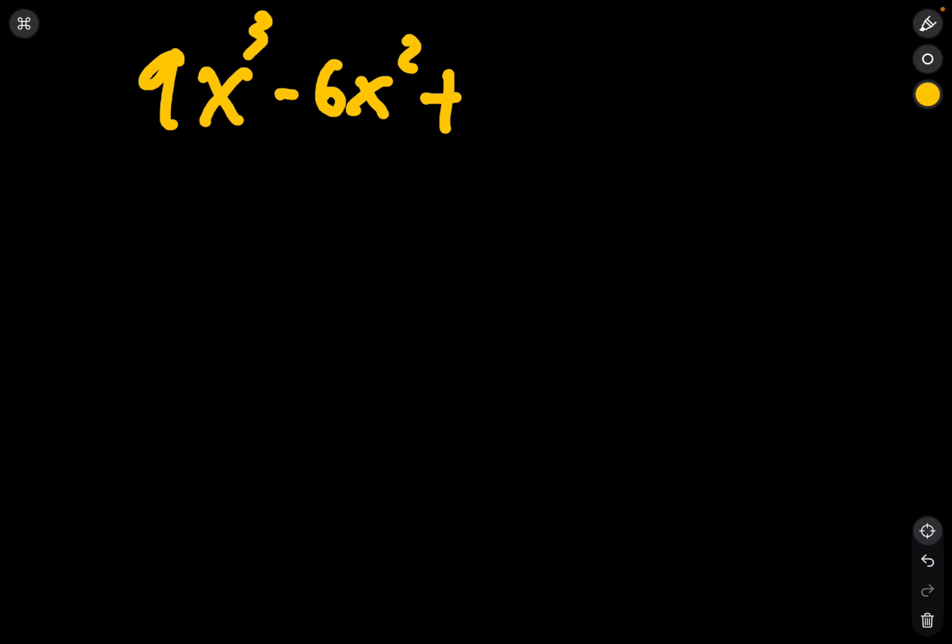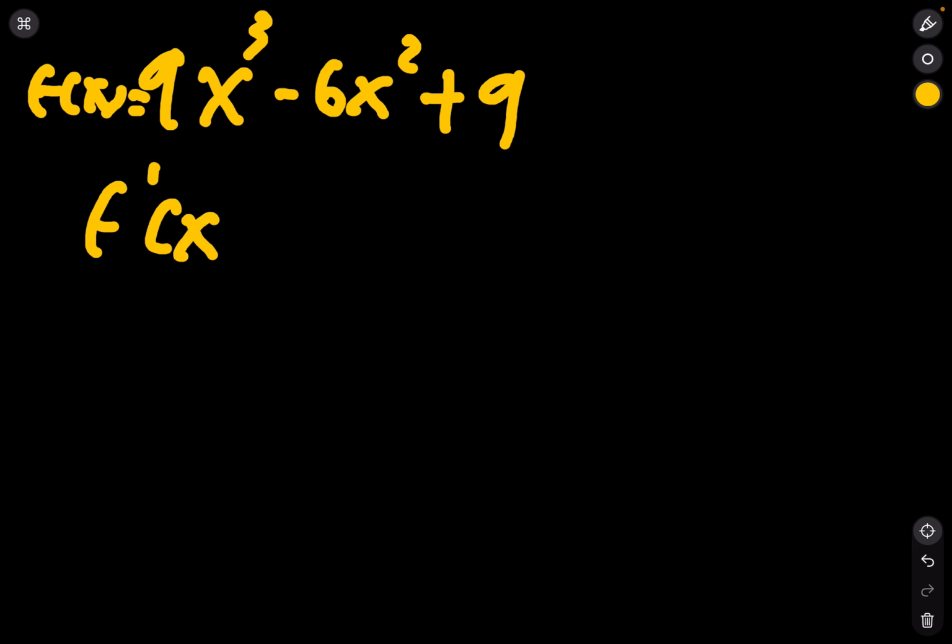So my final example would be 9x to the 3 minus 6x squared plus 9. So this is f of x. I'll give you 5 seconds to find the derivative. 5, 4, 3, 2, 1, and this is the derivative answer. So f prime of x.